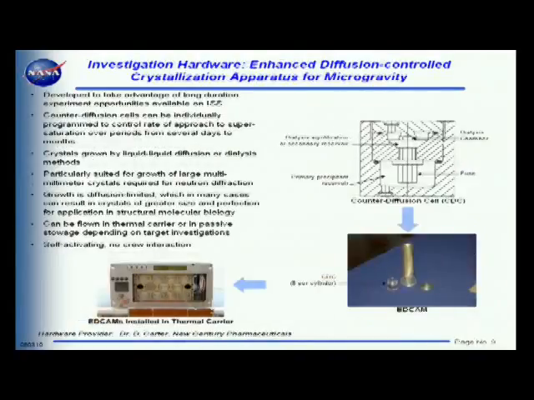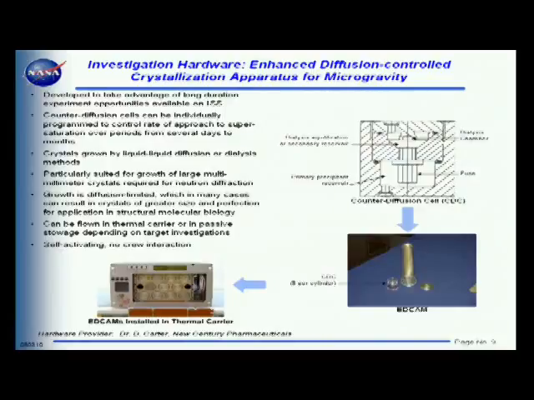Next chart, please. The second one is the Enhanced Diffusion Control Crystallization Apparatus for Microgravity. That's another mouthful. But this one can be either dialysis or liquid-liquid diffusion. This is actually an enhancement to the diffusion-controlled crystallization apparatus for microgravity. It flew several times on the shuttle very successfully.